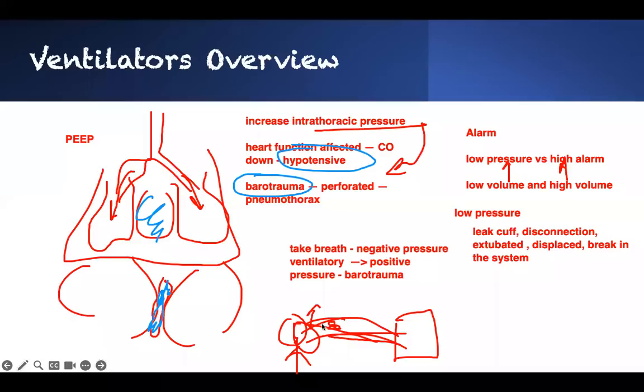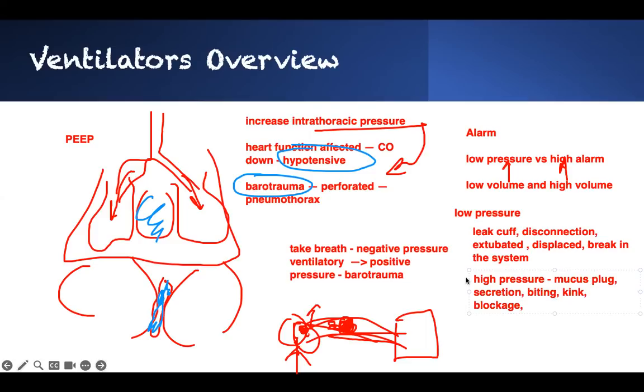The opposite is the high pressure alarm. What does a high pressure alarm mean? There's a blockage here. If there's a blockage, the machine will detect a high pressure alarm. Or the patient has too much secretion or something in the lung. So anything that causes too much pressure will give you a high pressure alarm. An example is a mucus plug. It's not good, right? Or secretion. Even if the patient is biting the tube, it's not good. If there's a kink, yes. That also will cause high pressure in the system. There's a blockage somewhere. I don't know where, but there's a blockage.